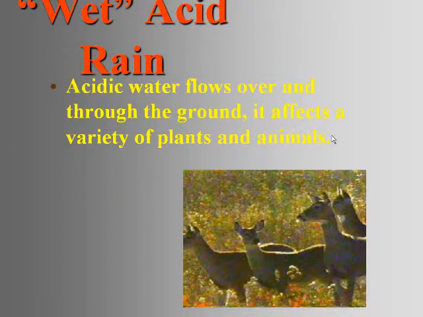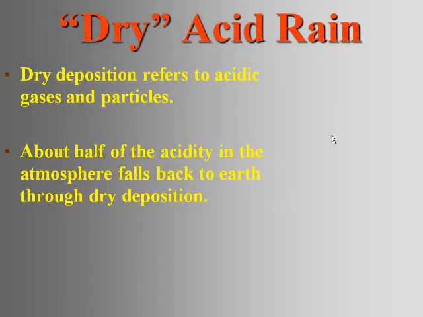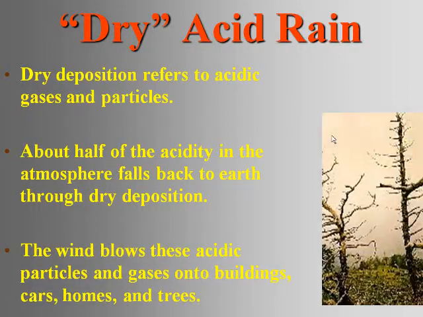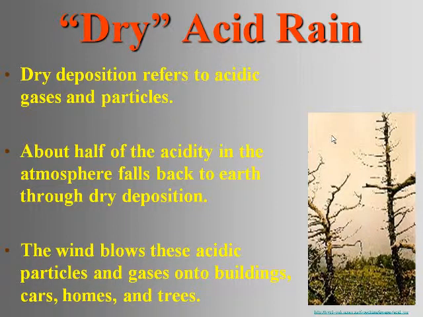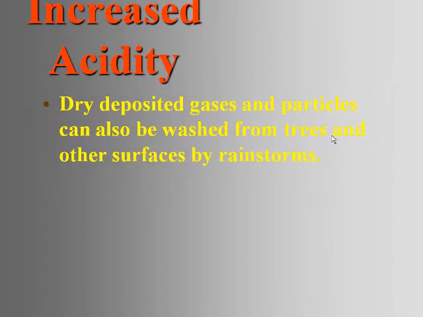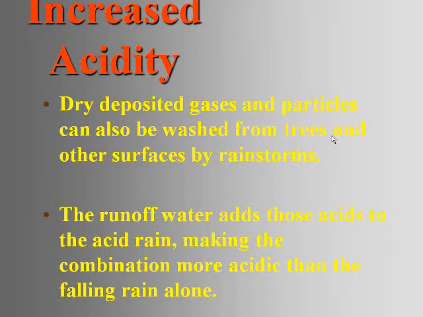Okay, so the wet acid rain. The acidic water is obviously falling onto the ground. It affects a variety of plants and animals, so that's the most detrimental effect. And the dry is going back into the atmosphere and then back to the earth, so through that cycle. And you can get that onto buildings, cars, homes, trees, onto plants, so there would be the negative impact there, more in the wind. You can wash it out of the plants, wash it out of other surfaces, the pavement or buildings or whatever the case may be, and then it's leached into the groundwater. So then that makes it even more acidic once it hits other pollutants on all of our pavement or parking lots or anything like that.